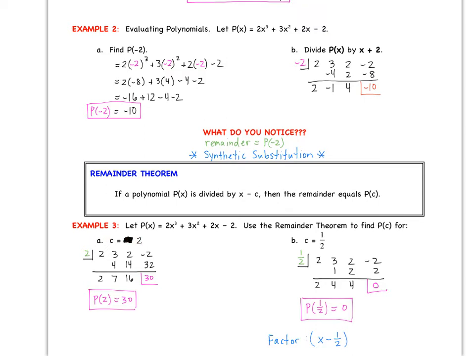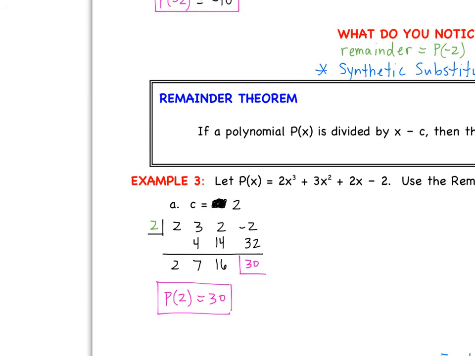So when we do that, 2 goes in our corner. I double check, do we need any placeholders? And the answer is no. So we have a 2, a 3, a 2, a negative 2. First number always drops right on down. Now we do our multiplying, that's where we get 4. We add, that's where we get 7. Multiply to 14, add to 16, multiply to 32, add to 30.